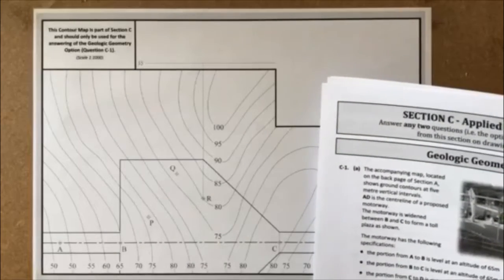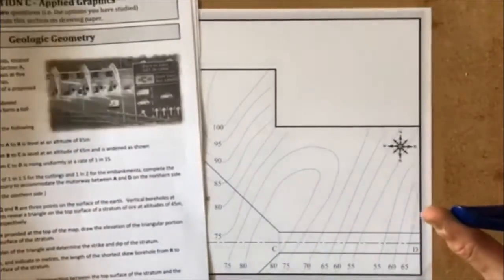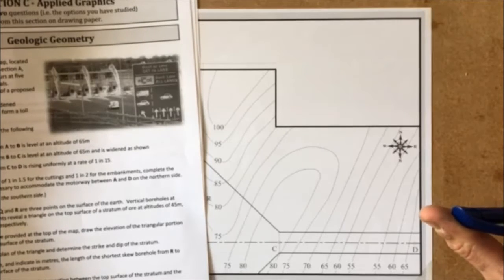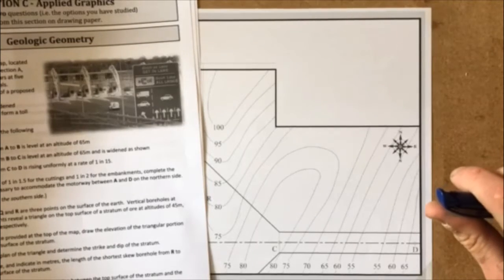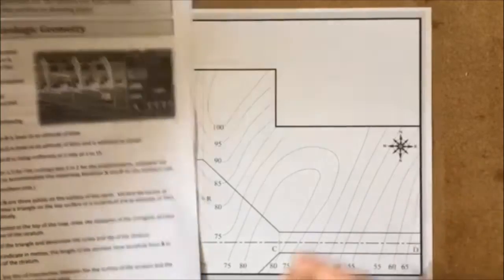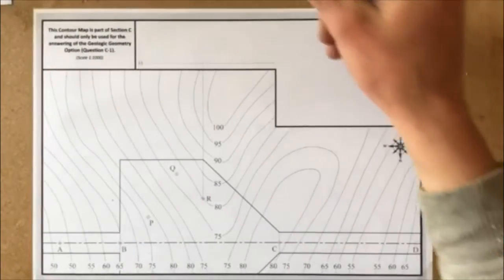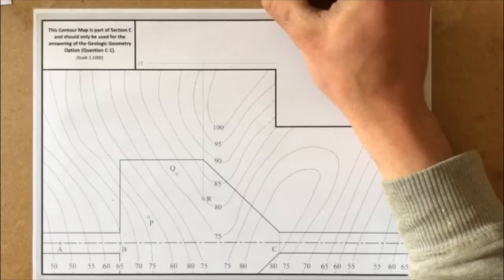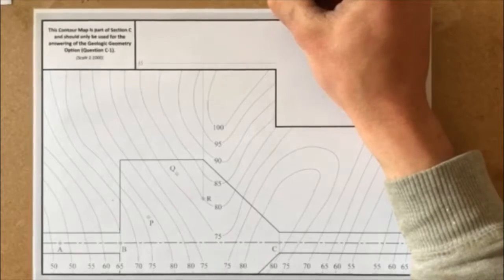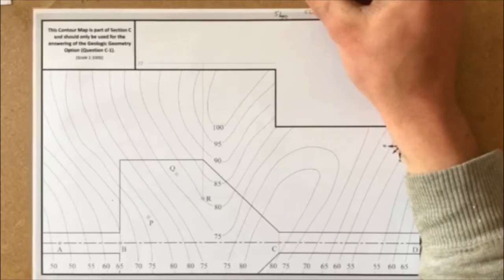Using side slopes of 1:1.5 for cuttings and 1:2 for embankments. Complete the earthworks necessary to accommodate the motorway between A to D and on the north side. You may ignore the southern sides. We only have to do it up the top here, okay? So, cut and fill. Our cut, every 5 we go up, we're going out 7.5. So, 1 is 1.5. And embankments 1 is 2. So, every 5 we go up, we're going out 10.